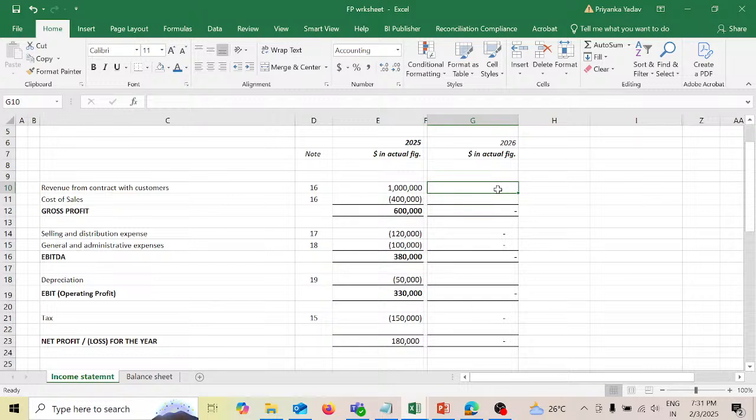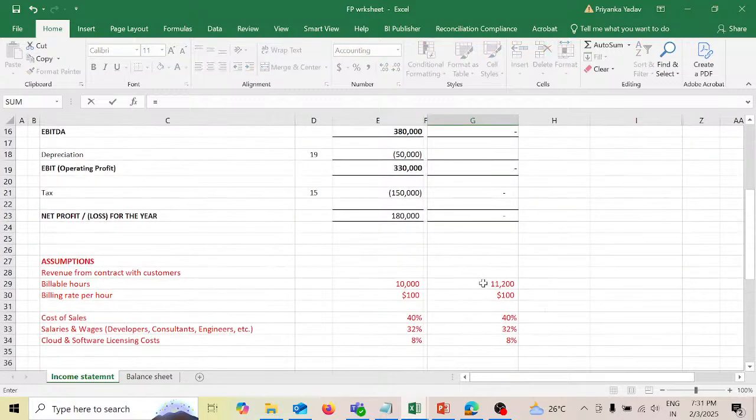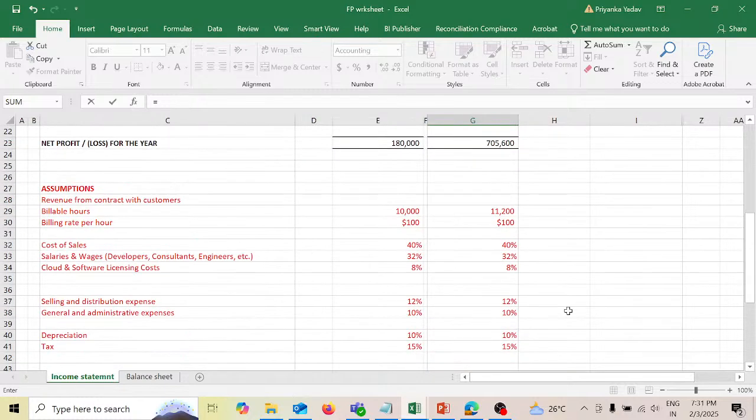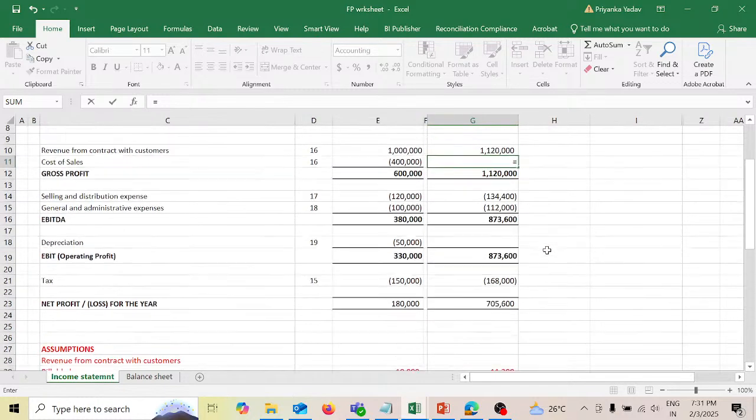Now we'll do the calculation for the second year planning. Revenue would be billable hours multiplied by the billing rate per hour. So here we get the figure 11,20,000. Now we'll find cost of sales. The percentage over here, this is 40%. 40% of your revenue.